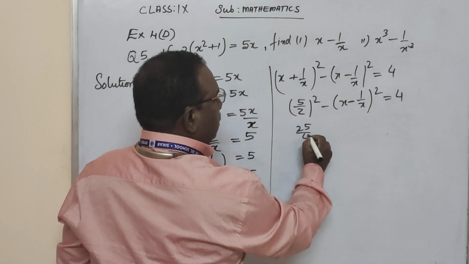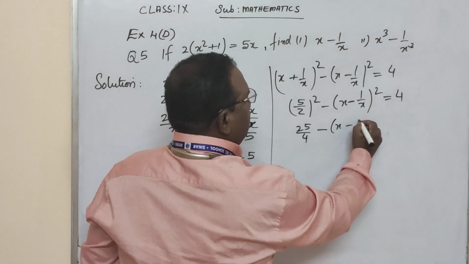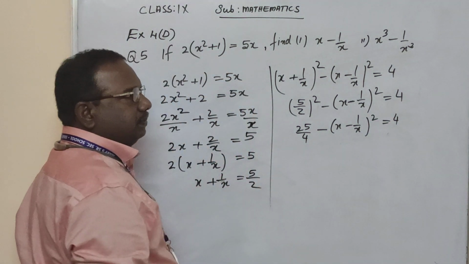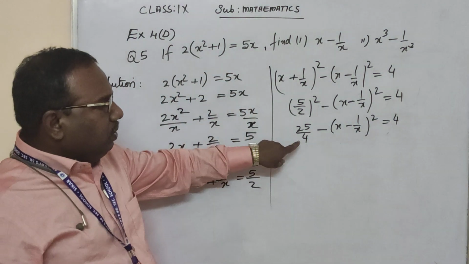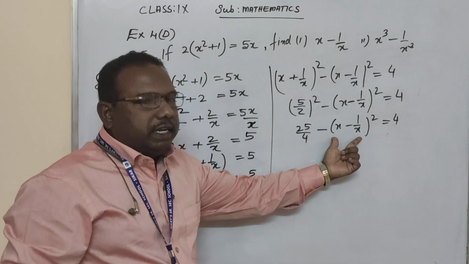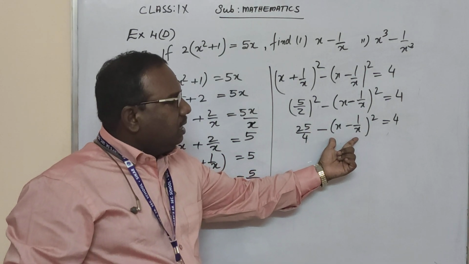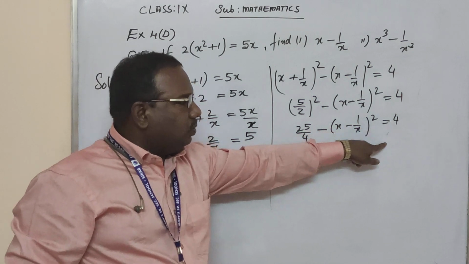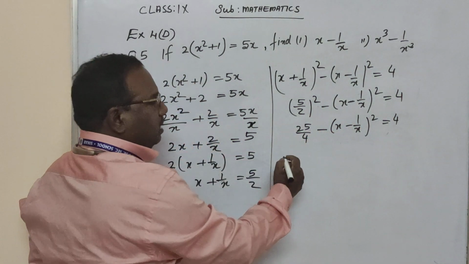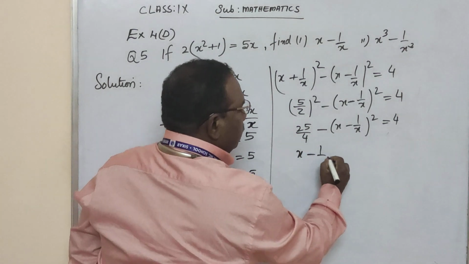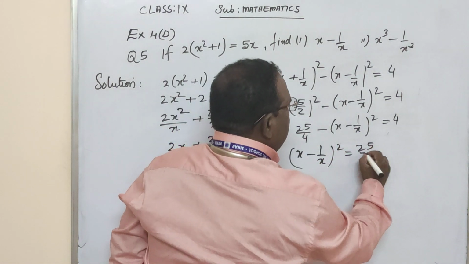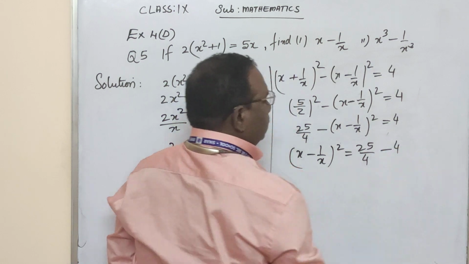25 by 4 minus (x minus 1 by x) all square is equal to 4. And you know, this is a negative term. Let's take the negative term to RHS and bring this positive 4 to LHS, so that we get (x minus 1 by x) all square is equal to 25 by 4 minus 4.